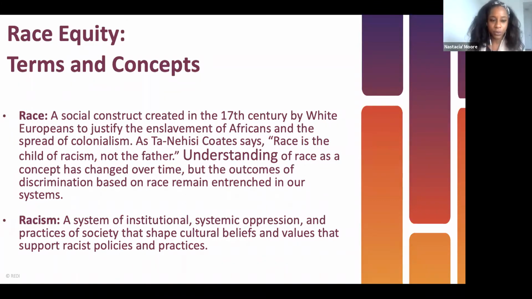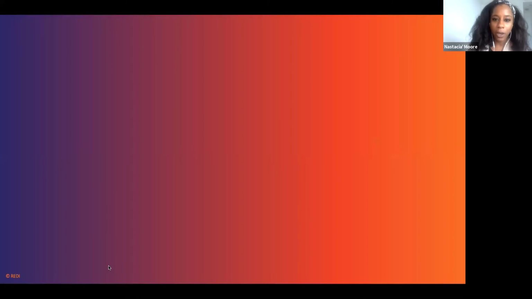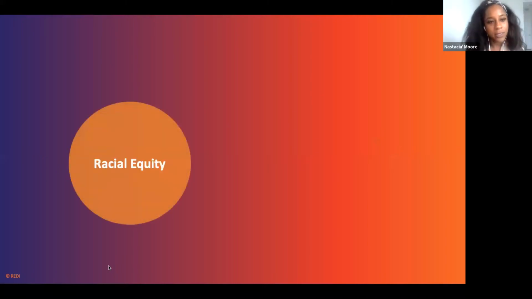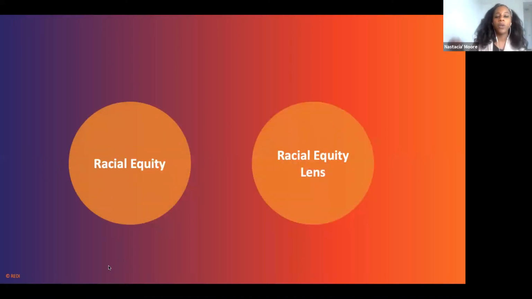Let's get into racial equity and racial equity lens. We're talking a lot about what it means to promote racial equity. What does it mean to embed racial equity? So folks, just start to popcorn out. What do you think is meant by racial equity?